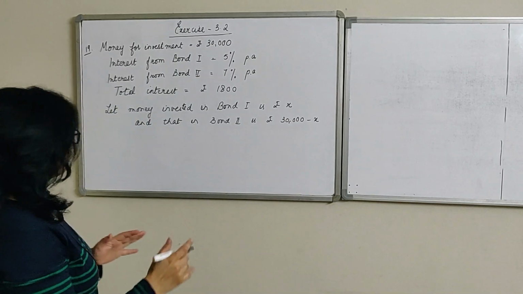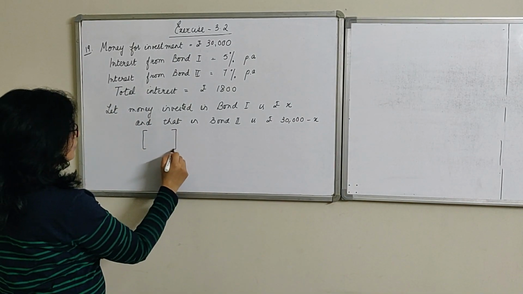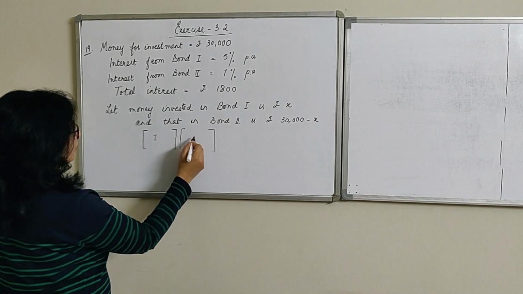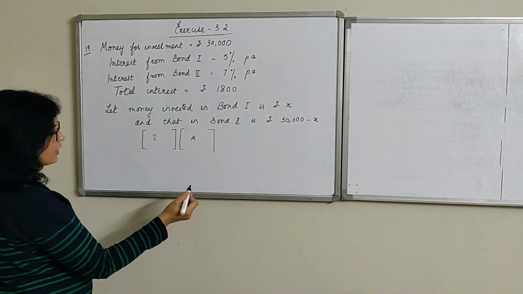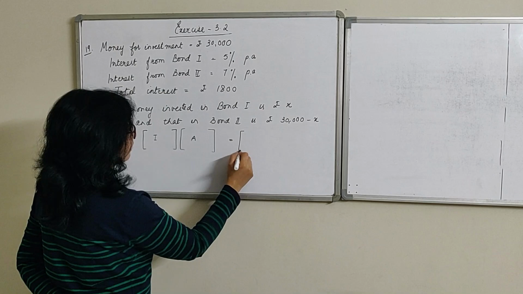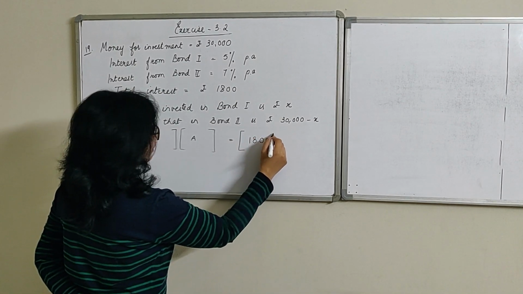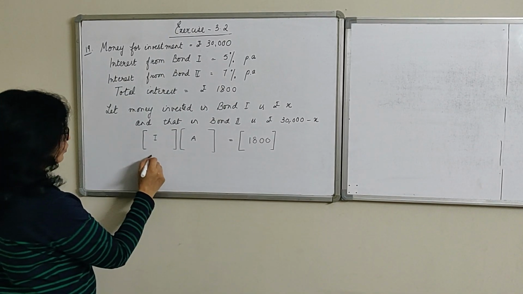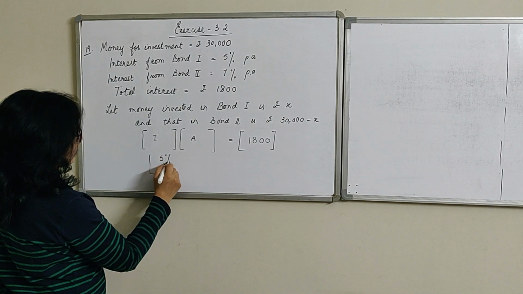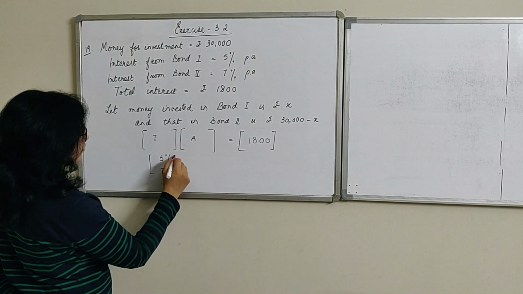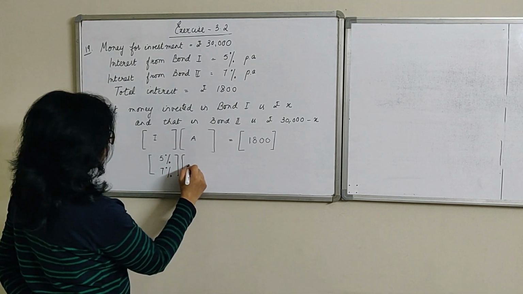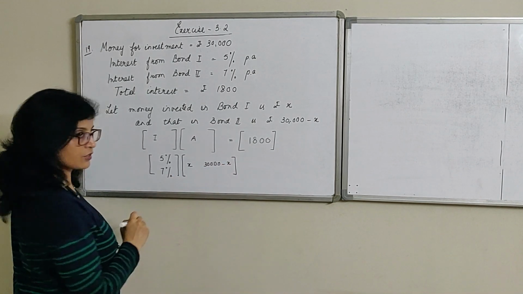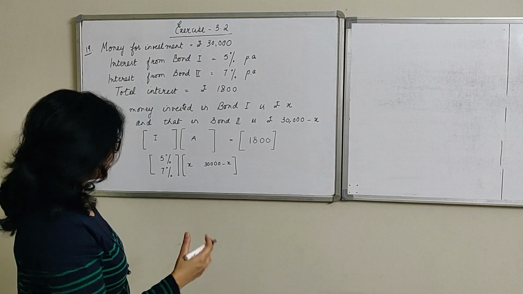One thing is sure, we are multiplying two matrices: a matrix that has the interest and a matrix that has the amount invested, and this should give us another matrix which gives us the total interest. This is a rough format of the question. How should we write it down? One of the ways is to write the interest as a column matrix and the amount invested in each bond as a row matrix, this way.